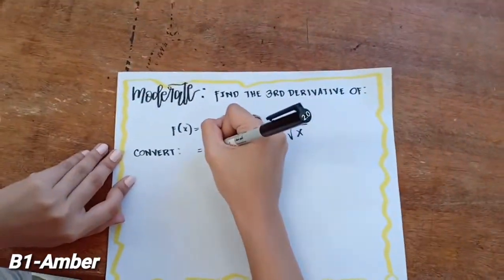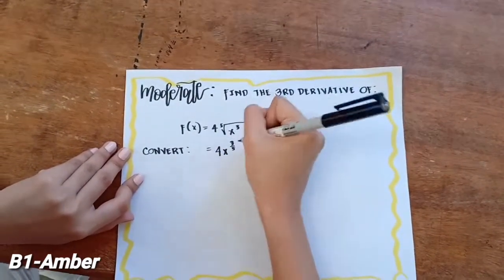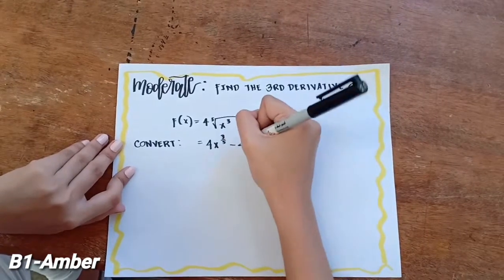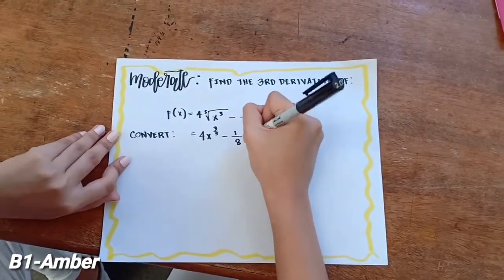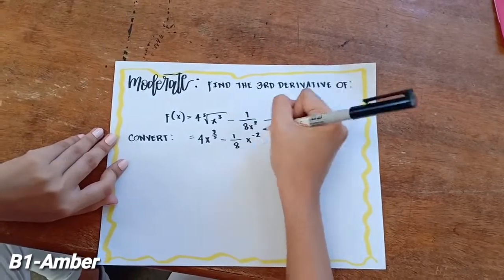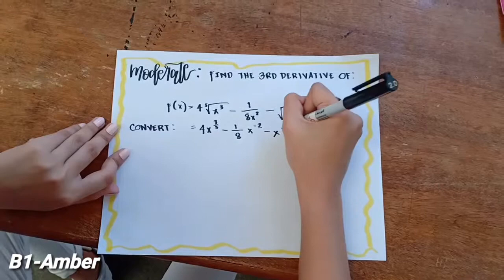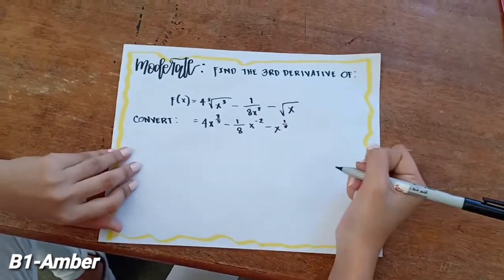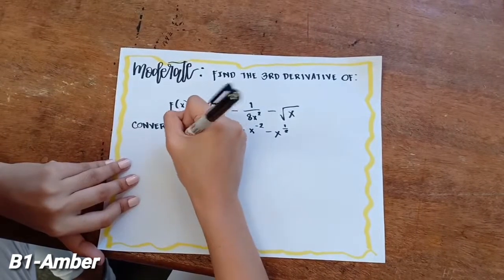For the first derivative, we need to use the power rule. F prime of x is equal to 3 fifths times 4, which is 12 fifths, and the exponent 3 fifths minus 1 is equal to negative 2 fifths. So we have 12 fifths x raised to the power of negative 2 fifths.